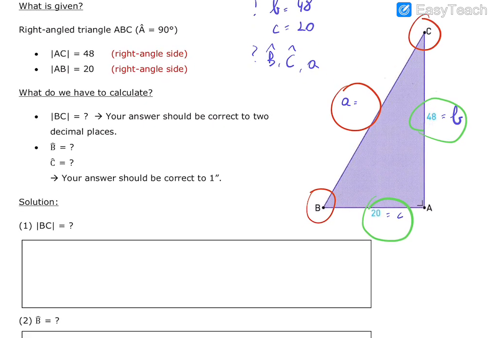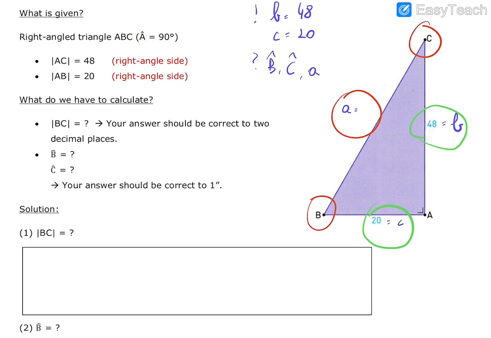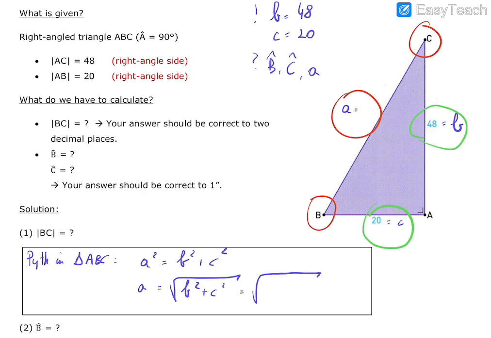So we're going to start with BC, which is A, and of course we can simply do that with the Pythagorean theorem. In triangle ABC, we know that A squared is equal to B squared plus C squared. We're looking for this hypotenuse, so the only thing we have to do is extract the root. So the square root of 48 squared plus 20 squared, and if we calculate that, we get 52. Okay, that's the first step.